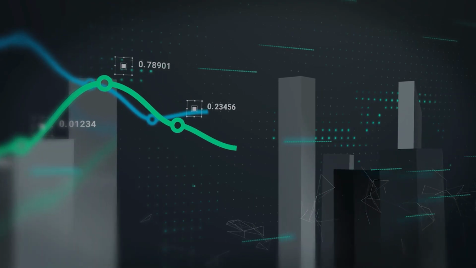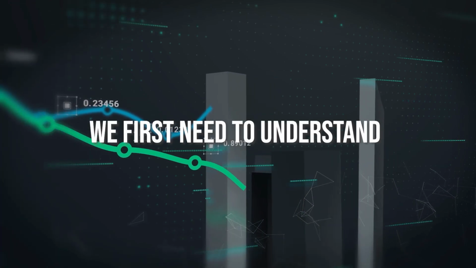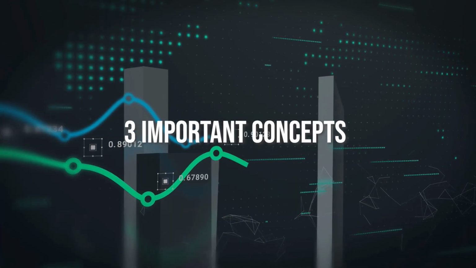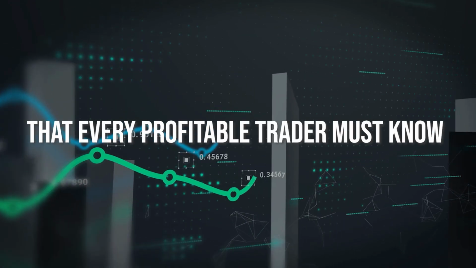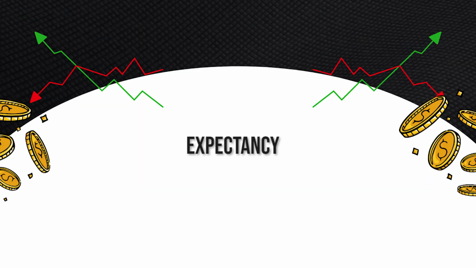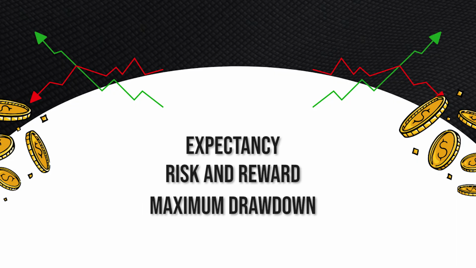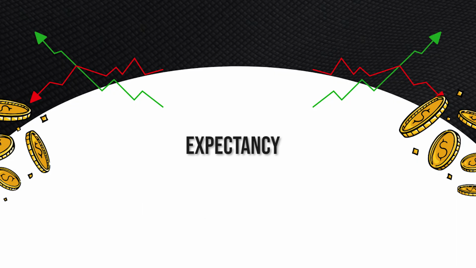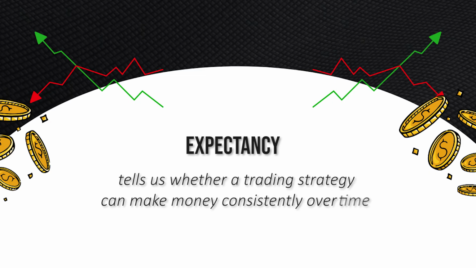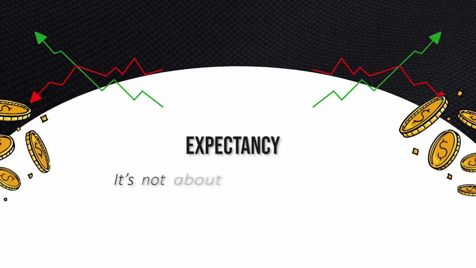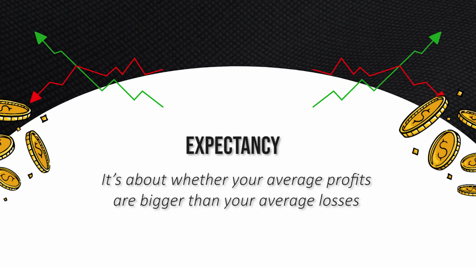But before we jump into strategy creation, we first need to understand 3 important concepts that every profitable trader must know. 1. Expectancy. 2. Risk and reward. 3. Maximum drawdown. Expectancy tells us whether a trading strategy can make money consistently over time. It's not about winning every trade. It's about whether your average profits are bigger than your average losses.